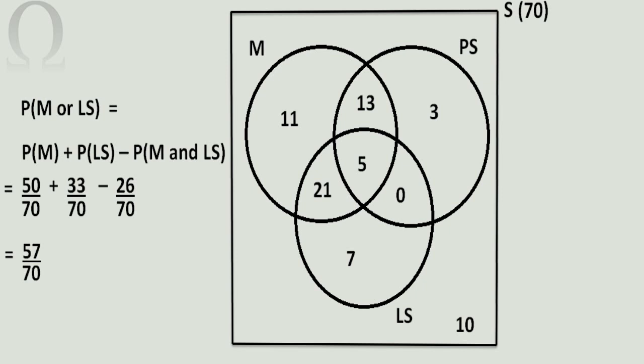We could have also added all the elements contained in these two sets. So, the number of learners that took maths, or life science, equals 11 plus 13 plus 5 plus 21 plus 0 plus 7, which equals 57.